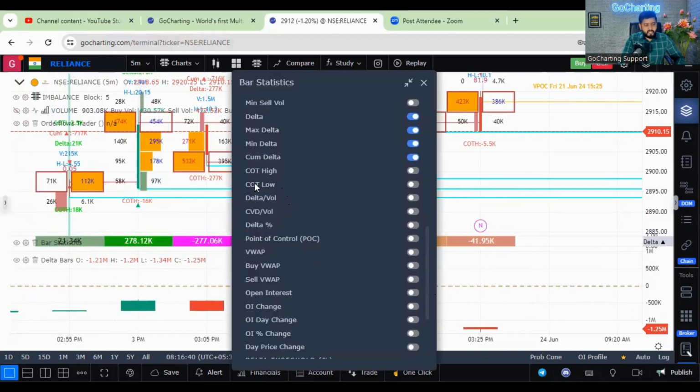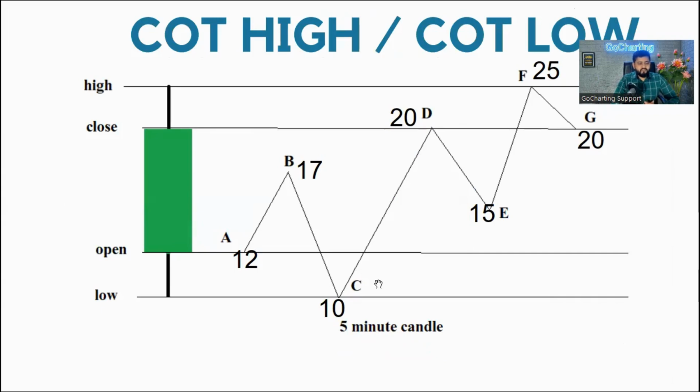The next few options are about caught high and caught low. To understand caught high and caught low, let's go to a PDF. So friends, let's take the case of the formation of a candle. This particular candle, if you see, is a green candle. Now what would have happened? It would have opened at point A, and we are just taking a hypothetical case. It has gone to B, then it has again come to C and made a low, again gone up, made a small low, made a top, and then closed at point G.